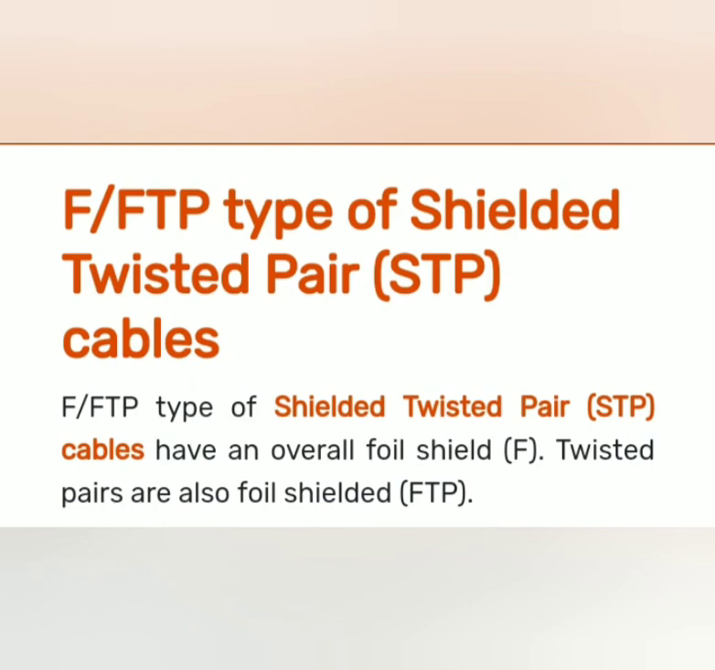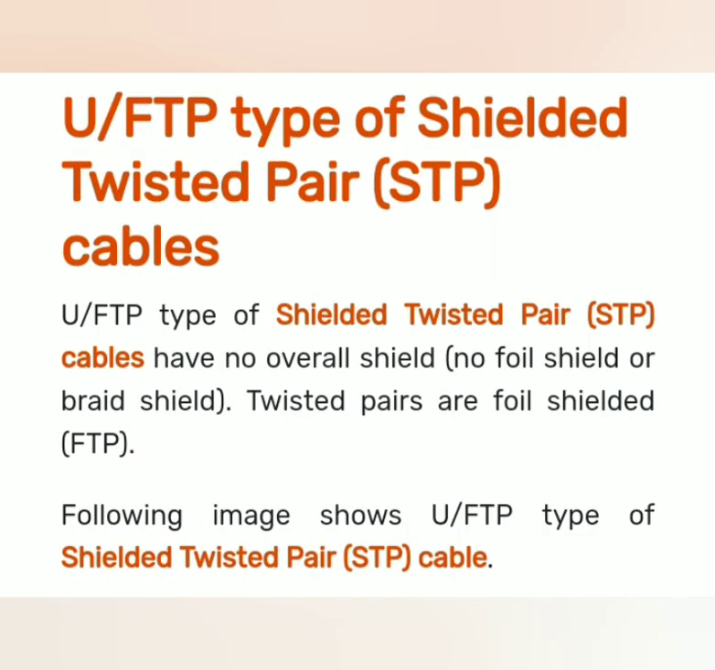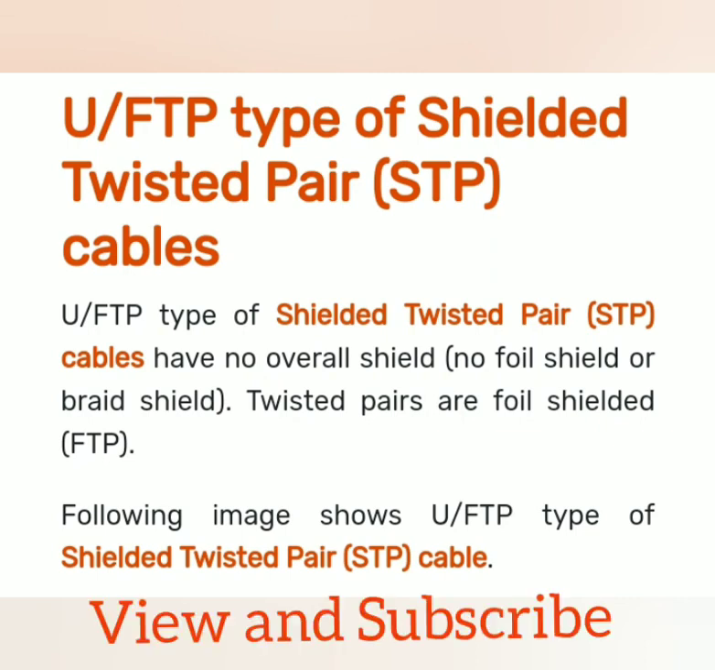So another is the U/FTP type of shielded twisted pair STP cables. U/FTP type of shielded twisted pair cables have no overall shield, no foil shield or braid shield. Twisted pairs are foil shielded, that is FTP. The following image shows the U/FTP type of shielded twisted pair STP cable.